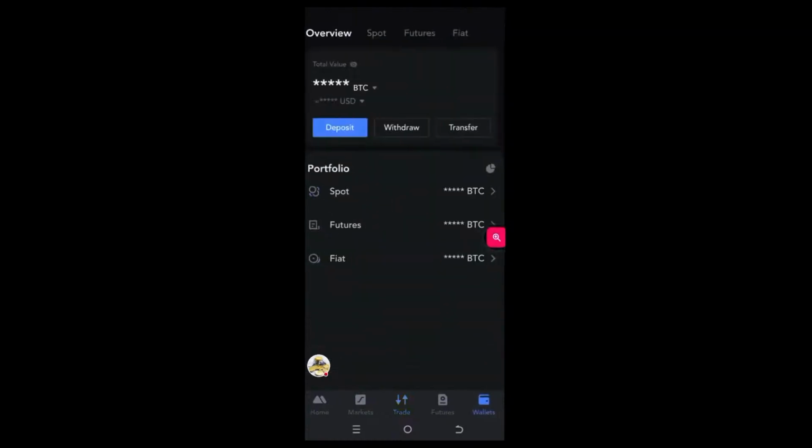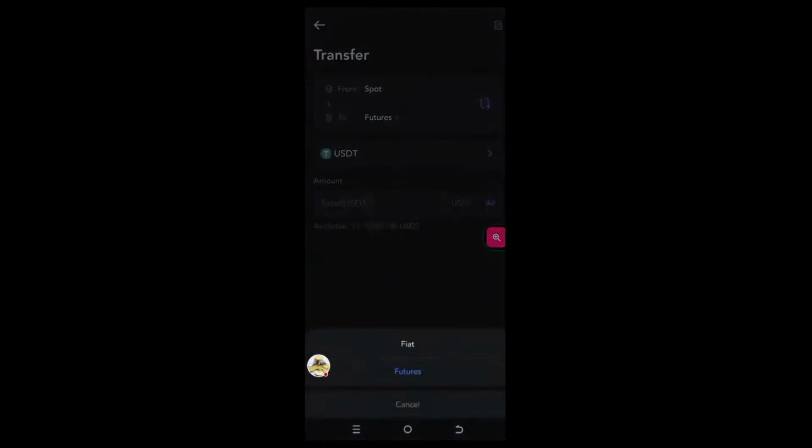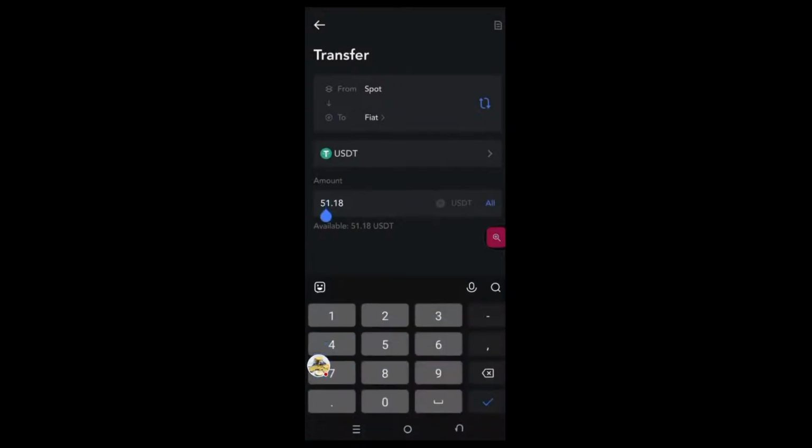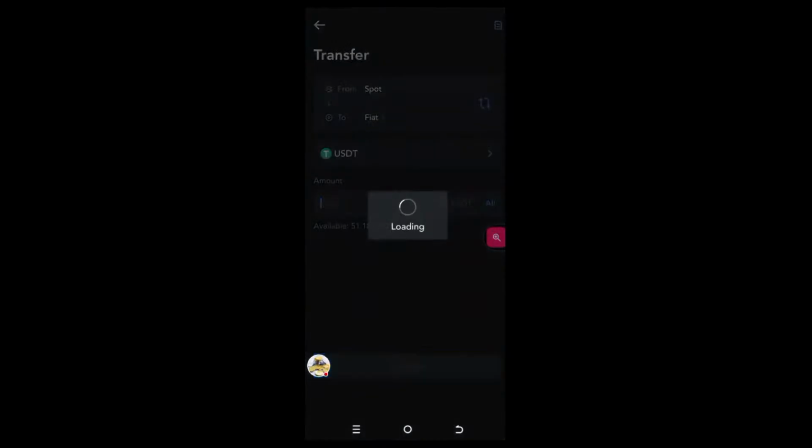As usual, I love to ship out the profit from spot to fiat. That's on Mexi. And then I'll pick all, and then I'll just ship out. Ship it out, right? Let's ship it out. Let's transfer it. It goes all the way out of there.